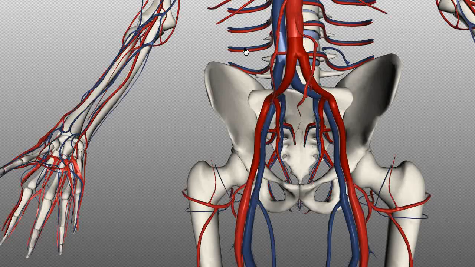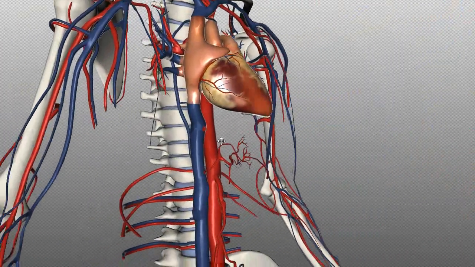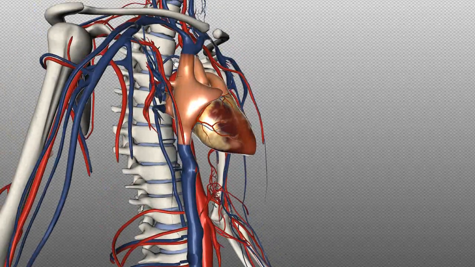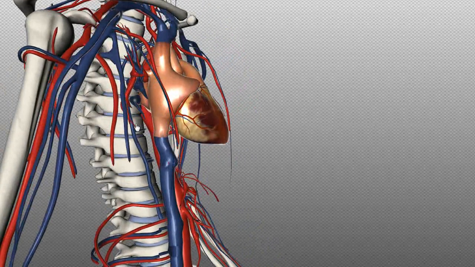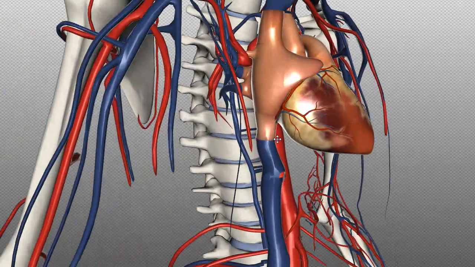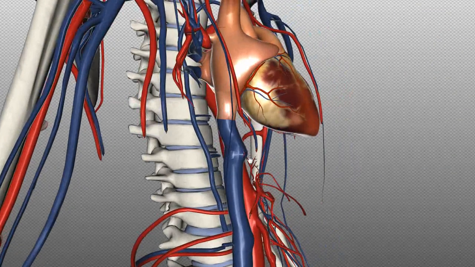Before I go any further, I just need to point out another important vein. You can see running on the anterior surface of these vertebral bodies a vein running up and draining into the superior vena cava. This is the azygos vein, and the azygos venous system drains blood from the posterior walls of the thorax and abdomen, and it drains into the superior vena cava.